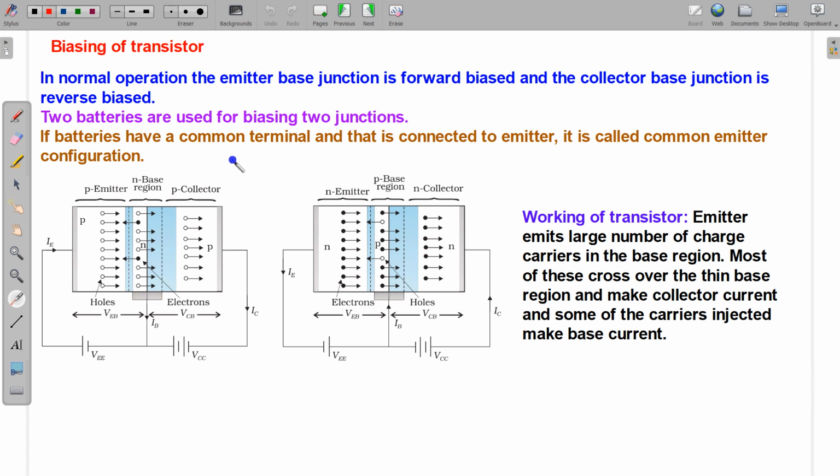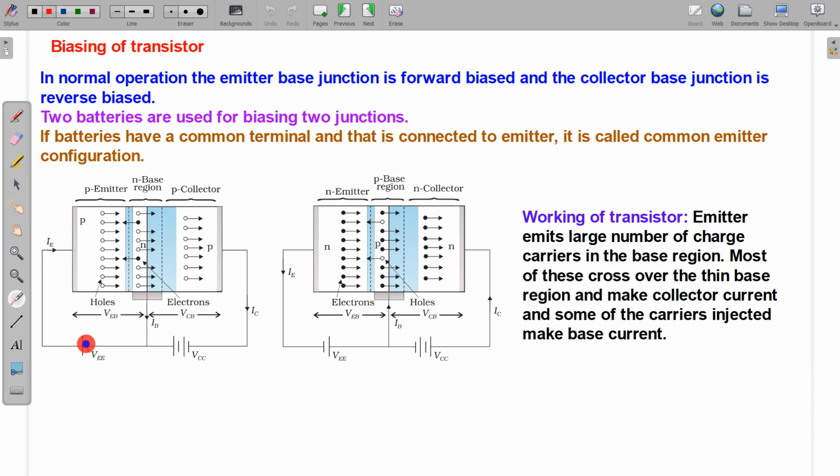In normal operation, the emitter-base junction is forward biased. Taking the example of a PNP transistor, for this junction to be forward biased, the P should be connected with the positive terminal, and for the other junction to be reverse biased, this P should be connected with the negative terminal of the battery. Likewise the biasings are done, and we can also see why the emitter-base junction is forward biased.